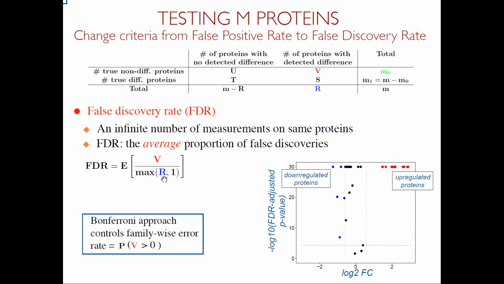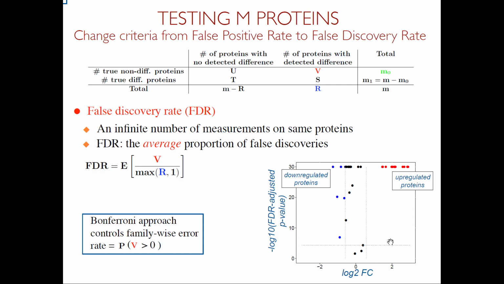Here, just to avoid division by 0, we take that, but we always find some differences, so you can just think of this as V over R. Expected means that if you keep collecting the data and repeating this procedure, on average, V over R will be as we would like it to be. But again, it's a random quantity, so it may have variability between experiments.